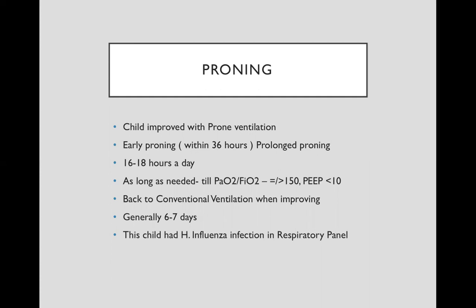practically impossible to do. So proning should be done for about 16 to 18 hours a day, and it should be done for as long as needed. That is, till your ventilation improves. And we ideally say till your PaO2 to FiO2 ratio comes to something like 150 and your PEEP is less than 10, oxygen is less than 60%, then back to conventional ventilation when the patient is improving. Often proning is done for 6 to 7 days and even for much longer. Proning is one thing which is known to show a mortality benefit in ARDS.